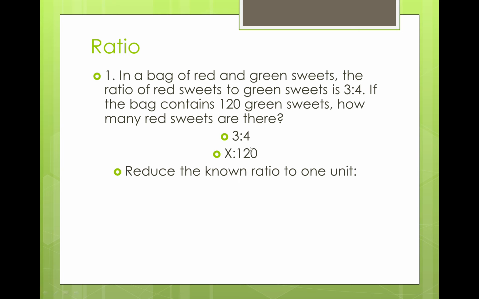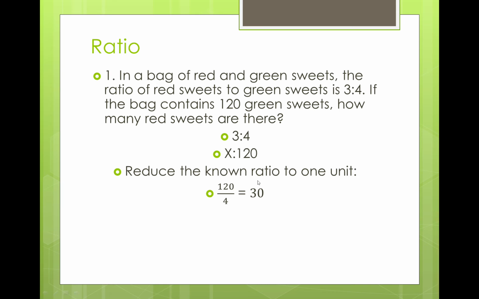That means we can divide 120 by 4 to get 30. That means for every unit in this ratio of 3:4, that is equivalent to 30. So the 4 units here in this ratio is equivalent to 4 times 30, which gives us 120 greens.